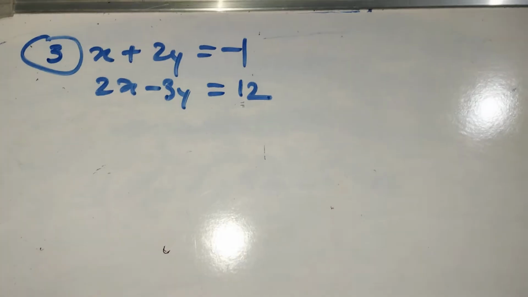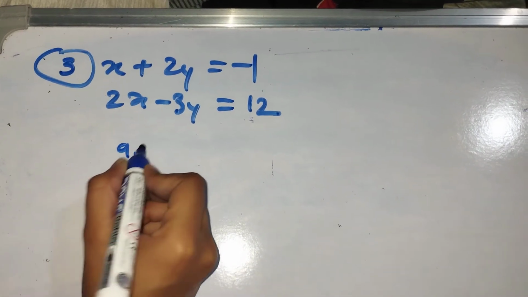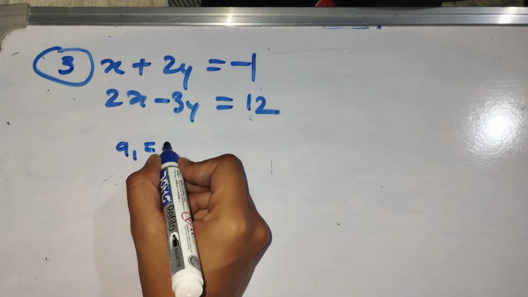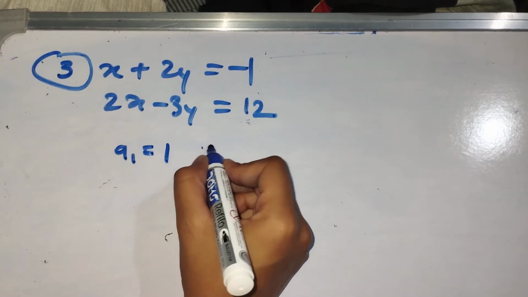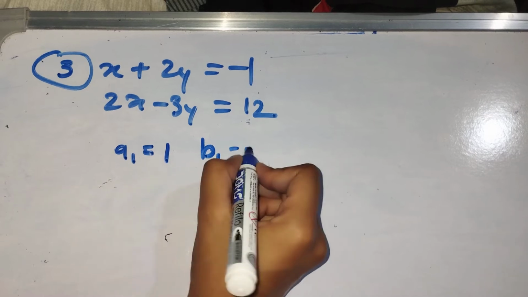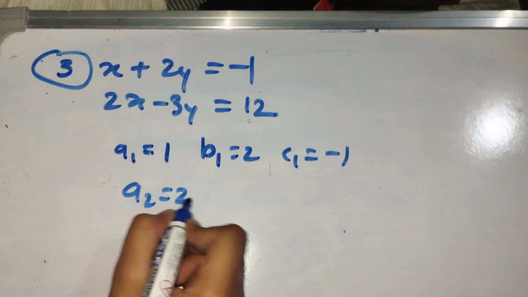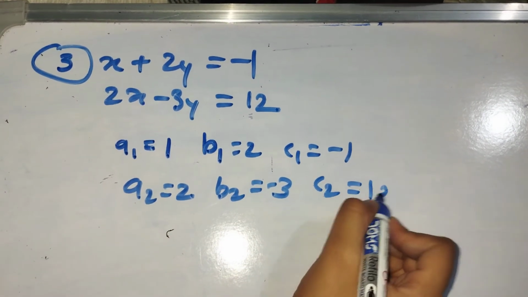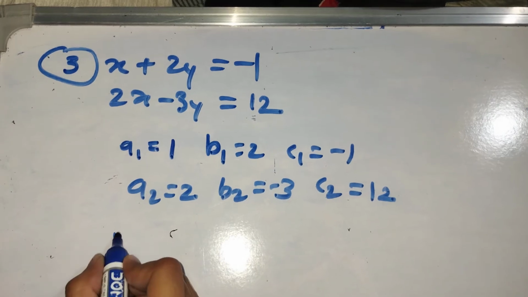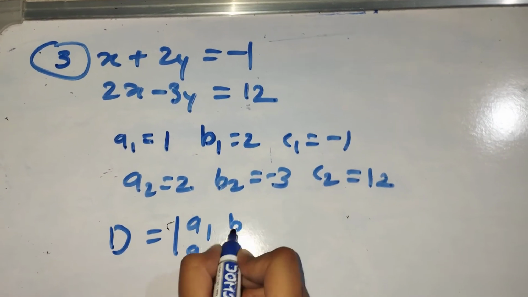Okay, here is our third question. So first you have to give a value. A1 is your 1, B1 is your 2, C1 is your minus 1, and A2 is your 2, B2 is your minus 3, and C2 is your 12. Okay, so initially we find D. So A1, A2, B1, B2.